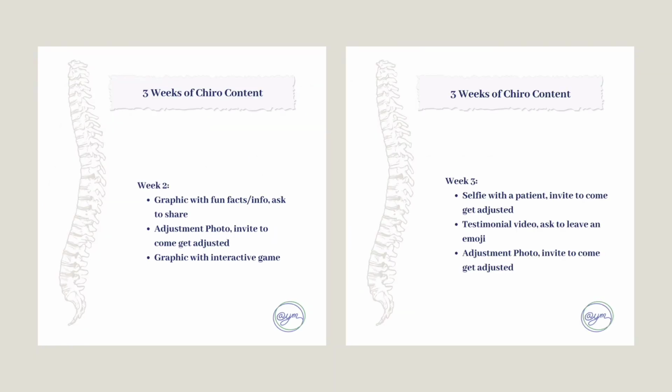So having that balance and having a plan is really helpful. Planning it out and having your recipe for the month is really good. Then each week you just have those 3 posts to do, and you can see how it kind of alternates between a graphic, an adjustment photo, a graphic with a game, a video, a selfie, so that we're hitting all of those media types, all of our categories, and we're being really specific in what we're doing.